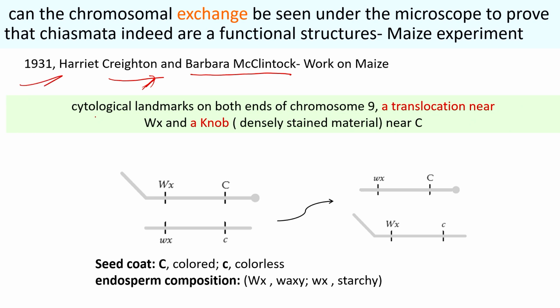So see, she used cytological landmarks which were situated on chromosome number 9. On chromosome number 9 there was a translocation near the VAC gene. So endosperm composition is VAC or starchy. VAC is dominant and starchy is recessive, and then the other gene is C, which is the seed coat. Capital C is dominant, which means that it is colored, and a small c is recessive and it is colorless.